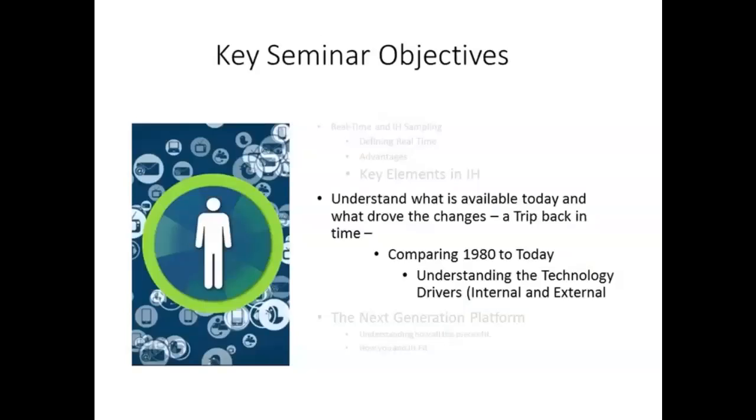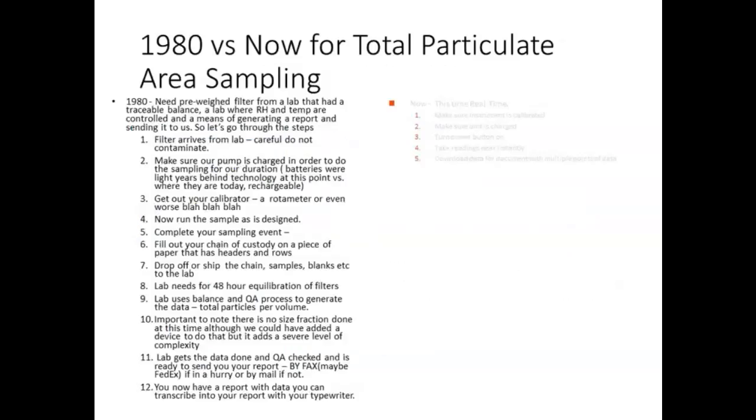Understanding, again, what's available today and what drove the changes. So again, sliding back into the 80s, even the early 90s, what are the drivers of this technology, and what has allowed us to get to where we are today? So from the 1980s, versus total particulate and area sampling, I think all of us are familiar with how to suck some air through a pump into a piece of media, into a filter. But way back in the 80s, it was very labor intensive, right?